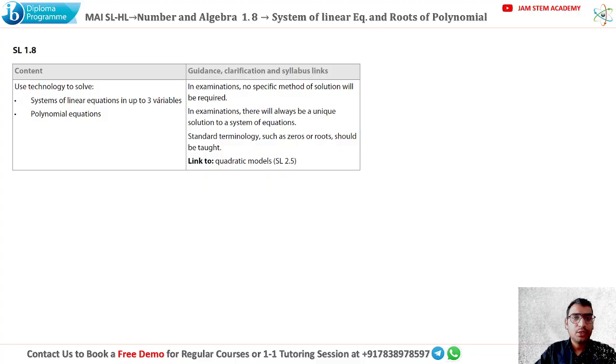Okay. So, as it is already mentioned in exam, no specific method of solution will be required. They will not mention that you have to use only this particular method. No, you can choose any method. So that's why we are using our GDC.